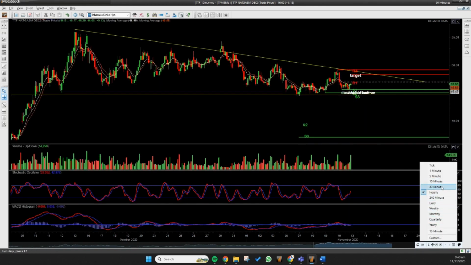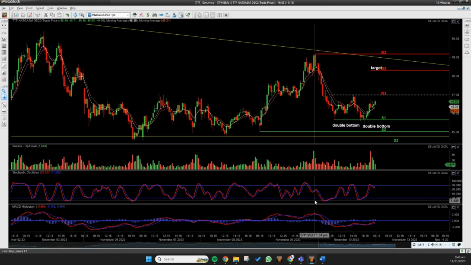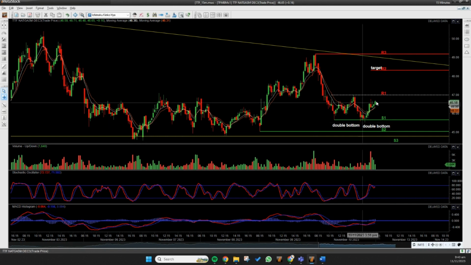So let's zoom in on the 15-minute chart, which is also available to our Clever Market subscribers. So we do cover the 15-minute, daily and weekly charts in great detail every single day.